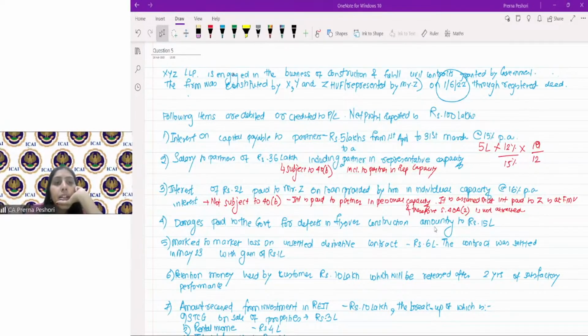Yes, damages paid to the government because the assessee had not constructed the flyover properly, so he had to pay the damages. Yes, Kaushiki, good. Why do you think it is allowed?